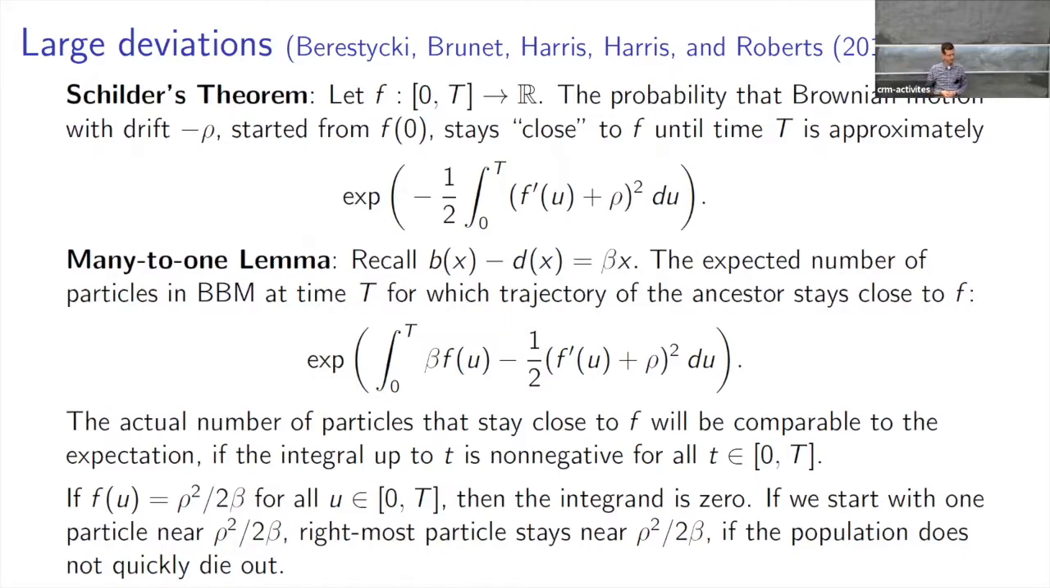Now, if we had put that initial particle a little bit above rho squared over 2 beta, then the number of particles staying close to that level would increase exponentially over time, because the branching would dominate the drift. On the other hand, if we had put that initial particle a little bit below rho squared over 2 beta, then this integrand would have been negative and no particles could have stayed close to that level. And so starting with one particle near rho squared over 2 beta seems like about right if we want to study a population whose size is going to be reasonably stable over time.